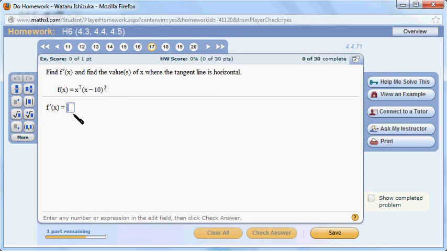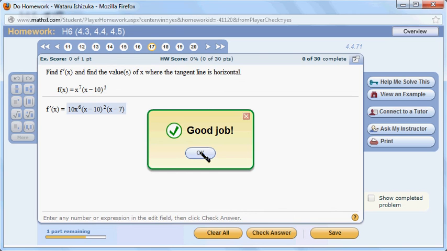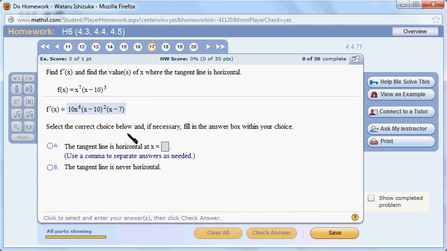Okay, so the derivative we found was 10x to the 6th power, quantity x minus 10 raised to the 2nd power, squared, and then you have x minus 7. Let's see if this is correct. All right, so we got that. All right, here's the next question. So select the correct choice. If necessary, fill in the answer in the box.